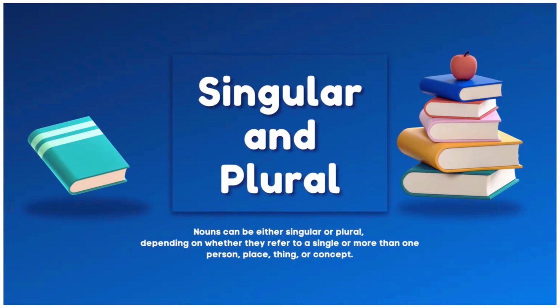With this, we are moving to the singular and plural concepts of nouns. It depends on whether they refer to a single or more than one person, place, thing, or concept. If it refers to one person, place, thing, or concept, then it is a singular noun. If a noun refers to more than one person, place, thing, or concept, then it is a plural noun.